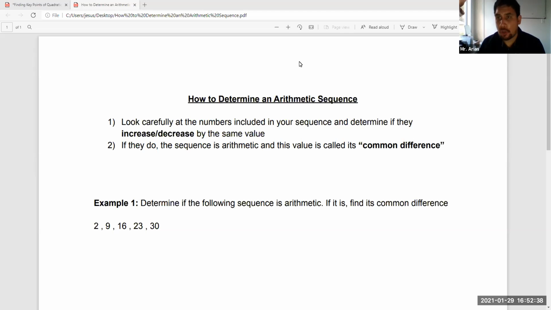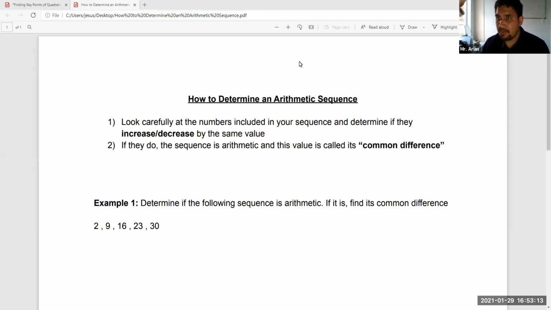In today's class, we're going to determine how to find out if a sequence of numbers or values is arithmetic or not. So we have basically two steps. Step one is to look carefully at the numbers included in your sequence, and then we have to determine if there is an increase or decrease that happens by the same increment or value. If this happens, then you have a sequence that is arithmetic, and this value that is pretty much the same when the numbers in your sequence increase or decrease is going to be called the common difference.